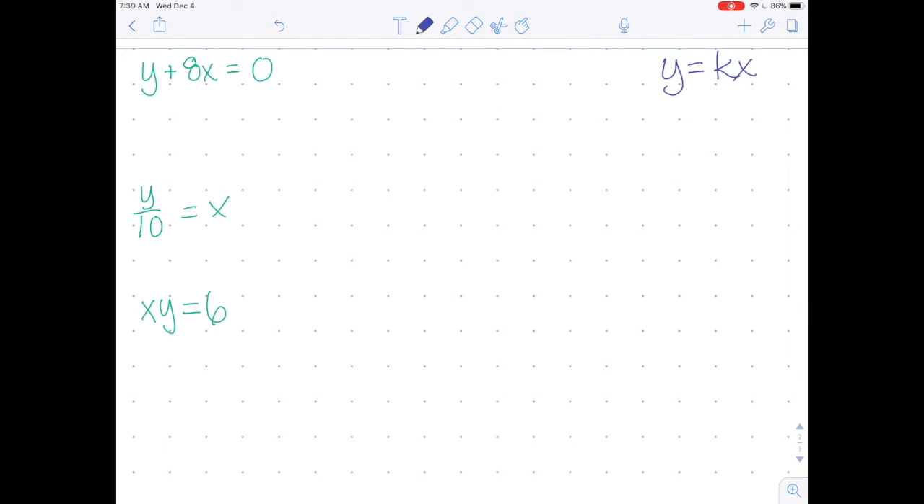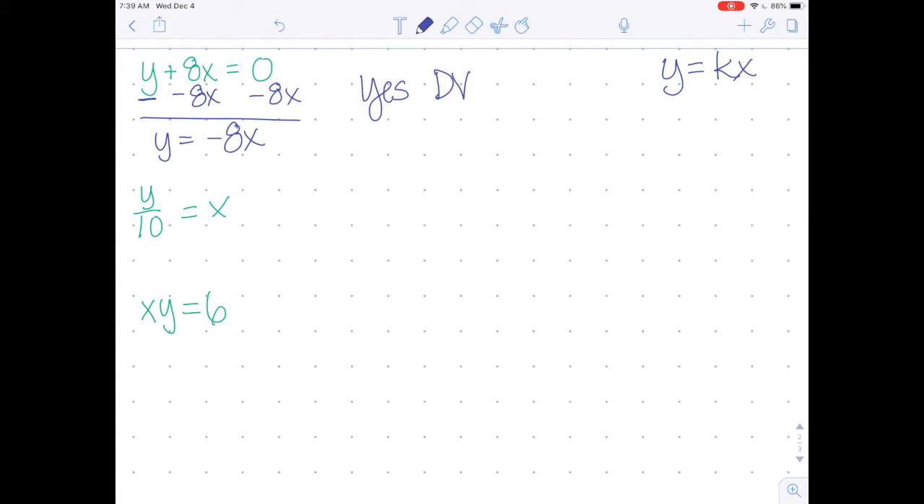So if I want to get y by itself here, I need to subtract this 8x over to the other side. So now I have y equals negative 8x. Well, we've got y equals negative 8 is our constant of variation, and it's times x. So this is a direct variation. Yes, direct variation. That one works.